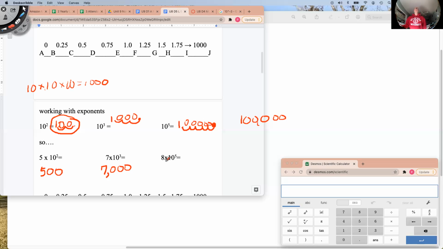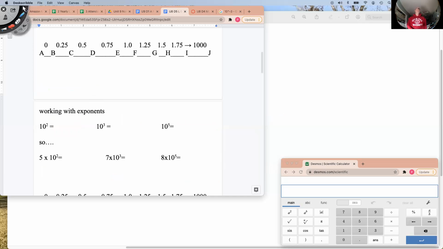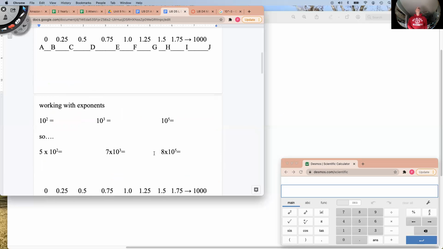Let's try this next one. This is a tough one. 8 times 10 to the fifth. Remember, 10 to the fifth is the same as 100,000. So what would our answer be for 8 times 10 to the fifth? That's right. It would be 800,000. So there's our 8. And we're going to move 5 zeros. 1, 2, 3, 4, 5. And our comma would be right in there. So our number would be 800,000. All right, good job, ladies and gentlemen. Hopefully you're getting this little lesson on what it means to have exponents.